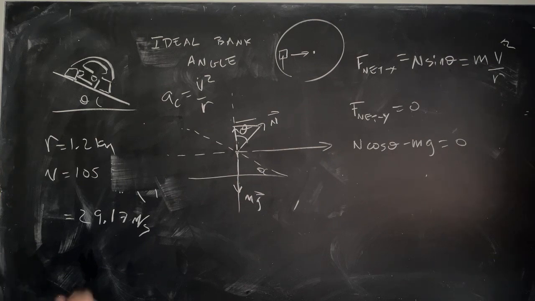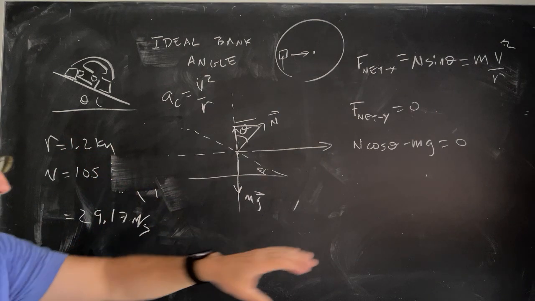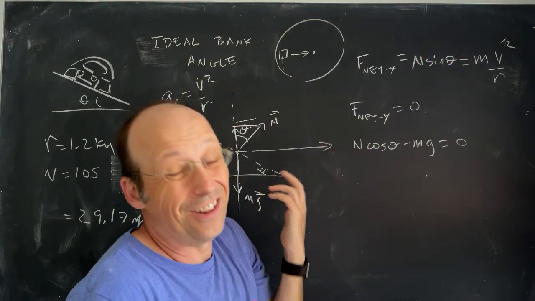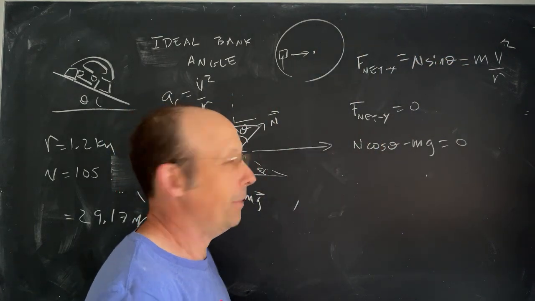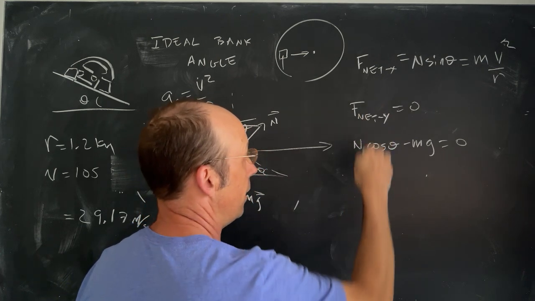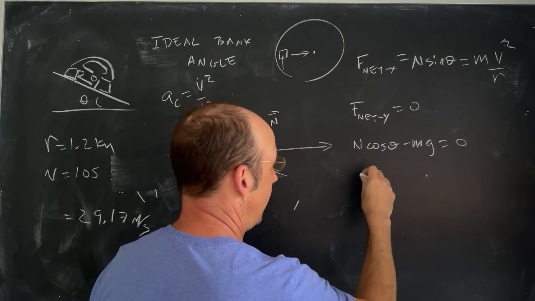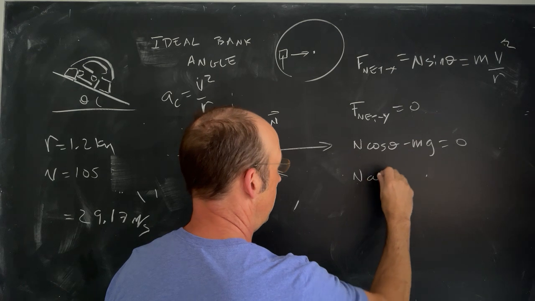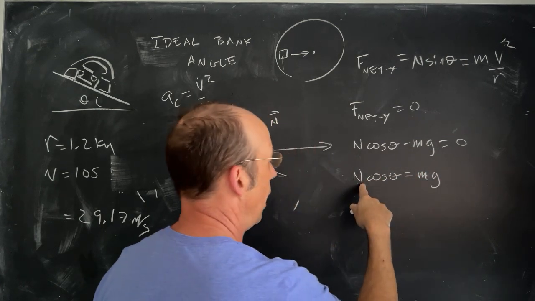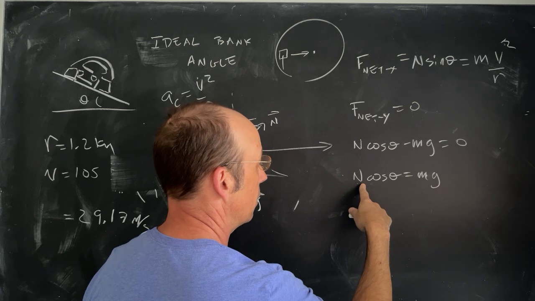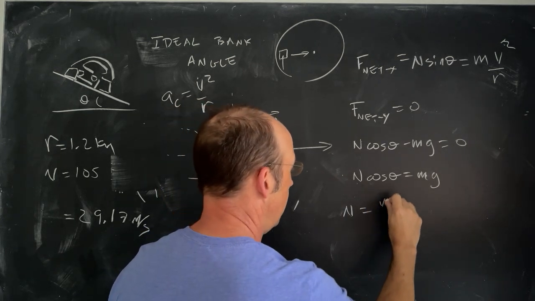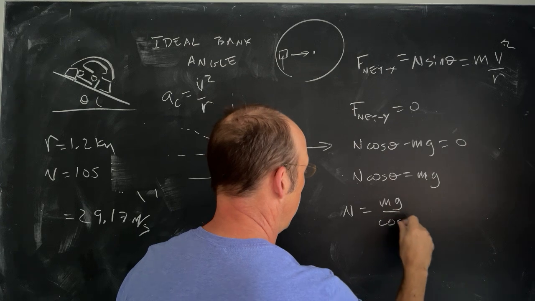Now I still have three unknowns, right? I don't know m, I don't know theta, and I don't know n. And it looks like you can't solve it. But let's just do it anyway. Let's solve this for n and then plug it in up there. So if I add mg to both sides, n cosine theta equals mg. And now I'm going to divide both sides by cosine theta, which seems silly, but I'm going to. N equals mg over cosine theta.